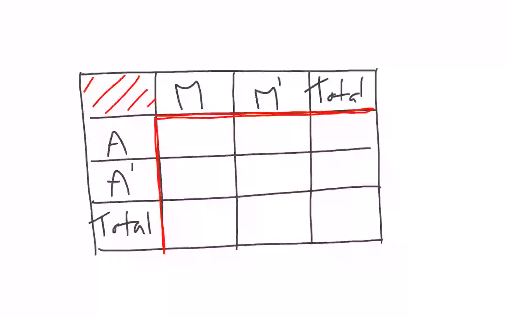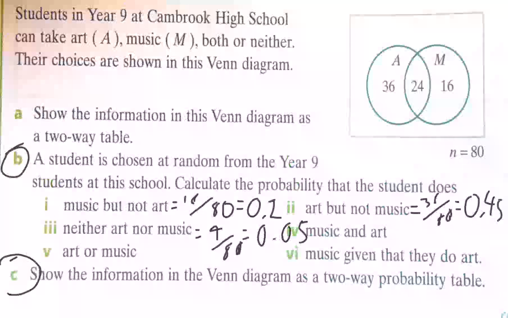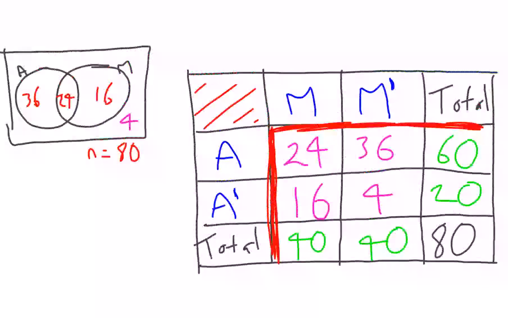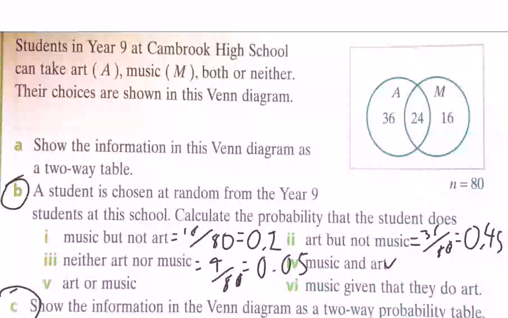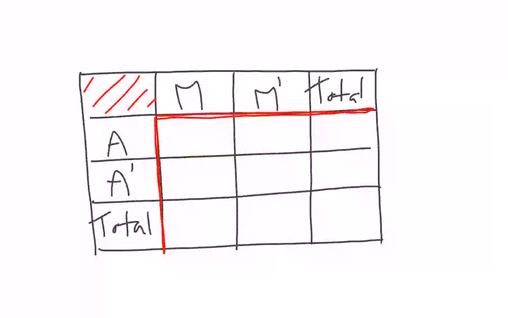So the probability that a student does music and art, we calculate the probability. We should have done that here. Go back to our table. Students who do music and art, 24 out of 80. If we do our division, 24 divided by 80, that's 0.3. So I put 0.3 in the probability that we do both art and music.